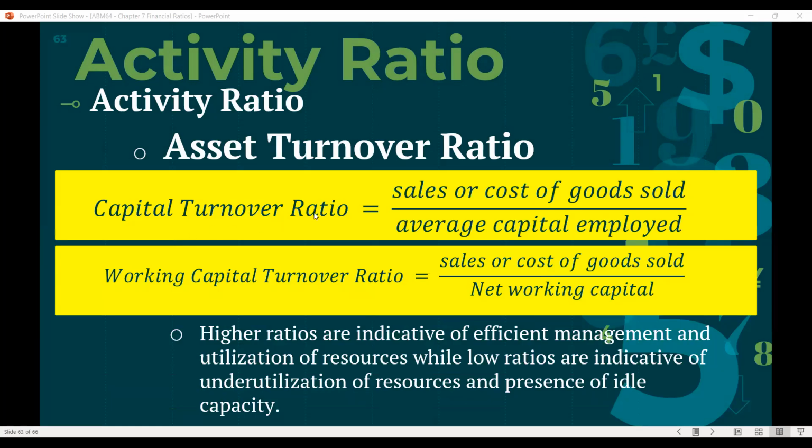We also have capital turnover ratio. So sales over the average capital employed. So how much capital you use as an asset, or the working capital turnover ratio, sales over the net working capital. So as to how much working capital you have added for your company. So you check that. The higher the ratios, it means that there is efficient management and utilization of resources, while low ratios are indicative of underutilization of resources and presence of idle capacity.